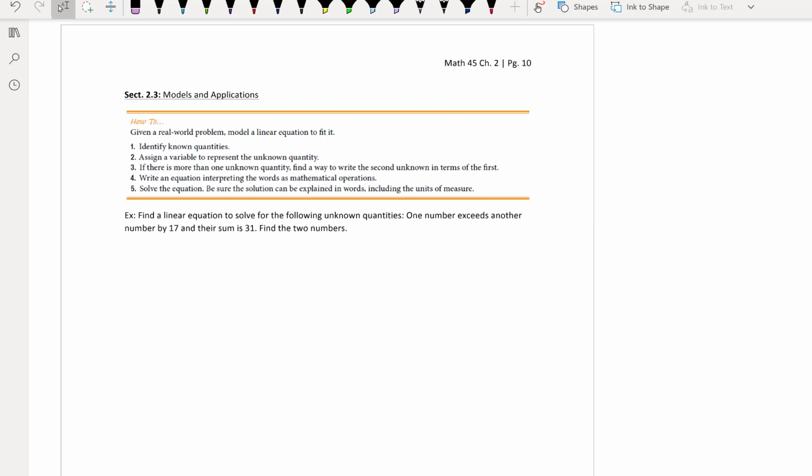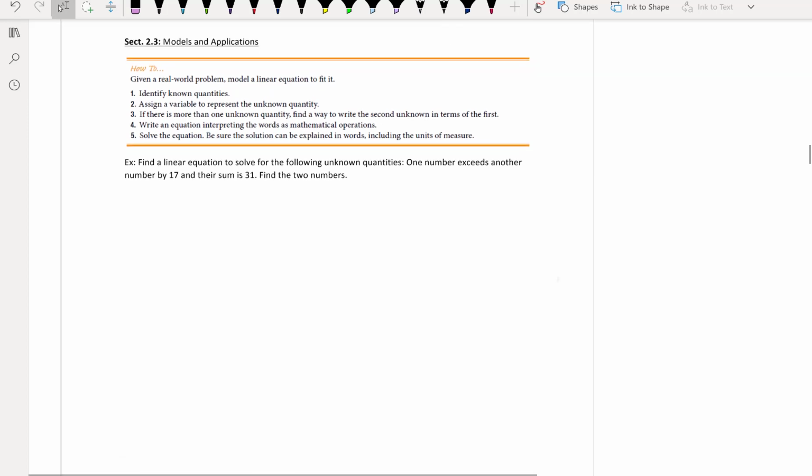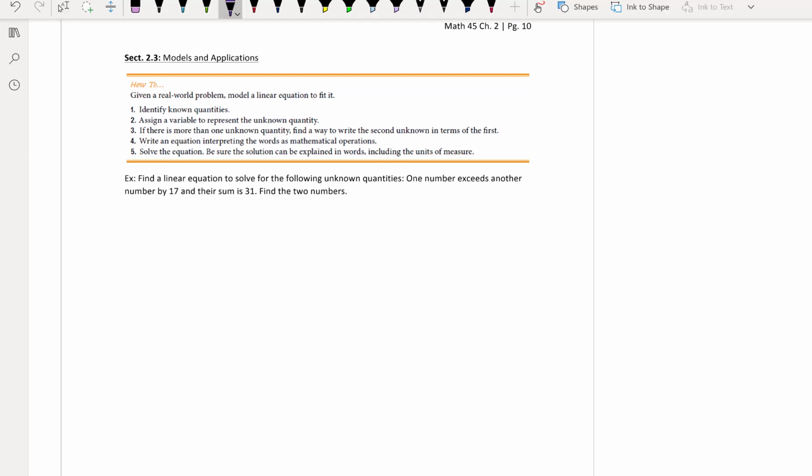As you can tell by the title of this section, this is about models and applications, which is a fancy way of saying that these are going to be word problems. So you want to make sure that you really digest the information and write down as much as possible to help yourself come up with an equation. Here are some steps up above. It says identify known quantities.